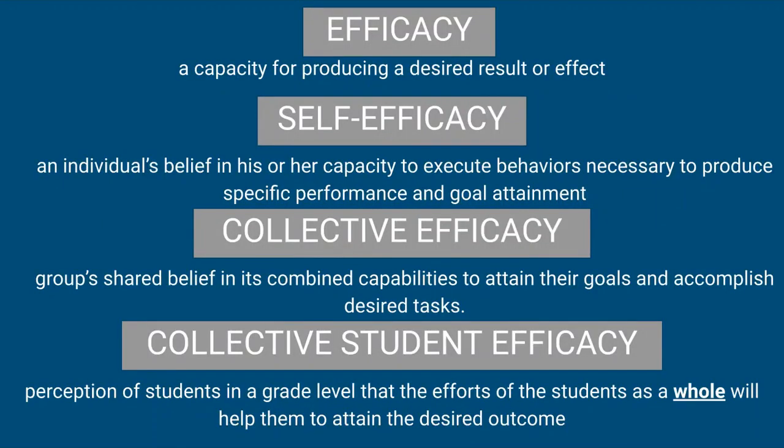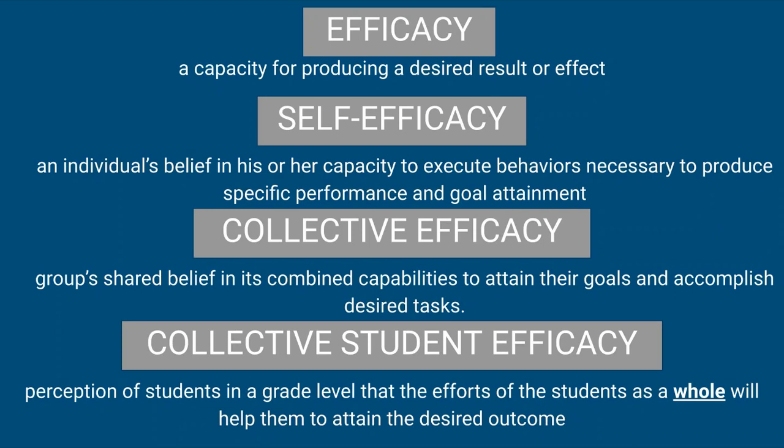So if we look at this visual, it kind of just breaks down this collective student efficacy. So efficacy is having that capacity to produce a desired result. Self-efficacy is one's own belief that they can reach that result. Collective efficacy then is that individual now is part of a group, and that group has a belief that through our combined abilities, we can attain that initial result that we're looking for.